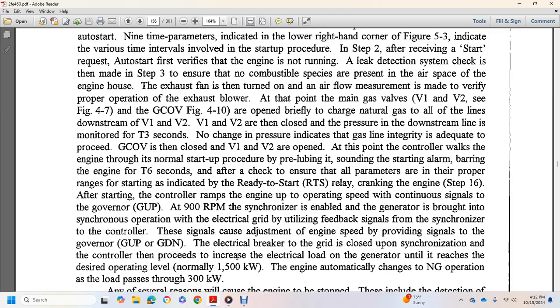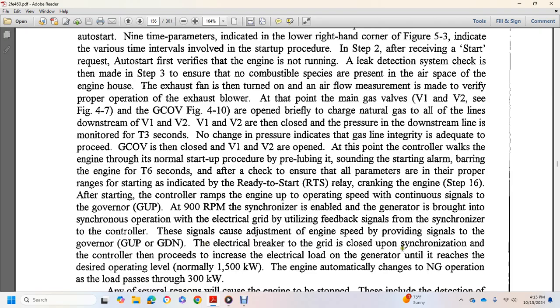At this point the control walks the engine through the normal startup, proceeding with the pre-lubrication and sounding of the starting alarm. The engine parameters are checked for T6 seconds to ensure that they are in the proper range, after which a ready-to-start relay indicates and the engine is cranked. In step 16, after start, the control ramps the engine to the operating speed with the engine signal to the governor at 900 RPM. The synchronizers enable the generator to be brought into synchronizing operation with the electrical grid, utilizing fixed signals to synchronize the controllers. These signals adjust the engine speed and provide signals to the governor, up or down.